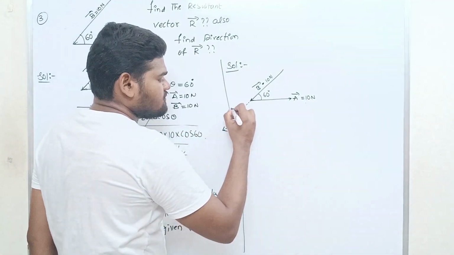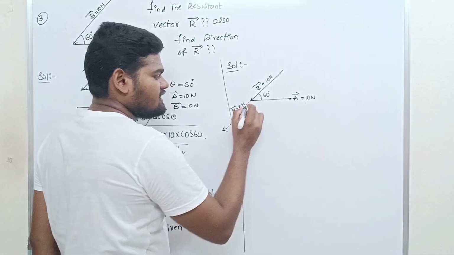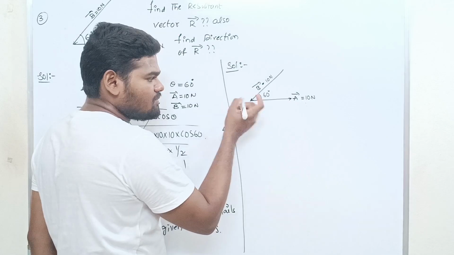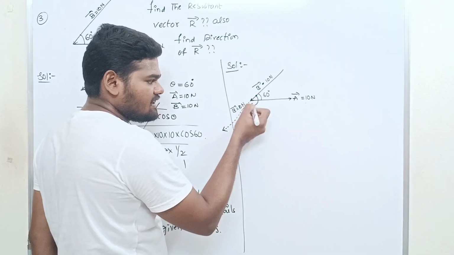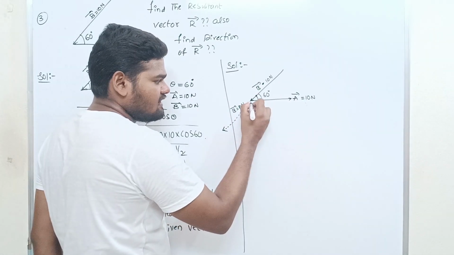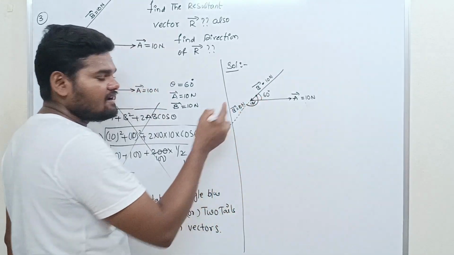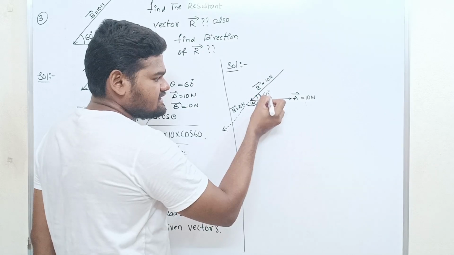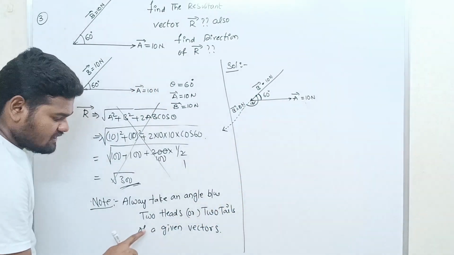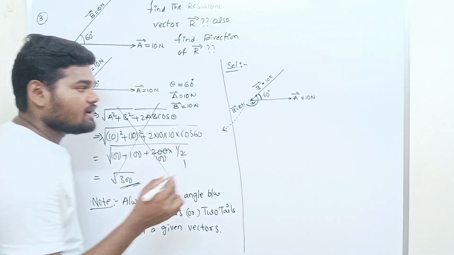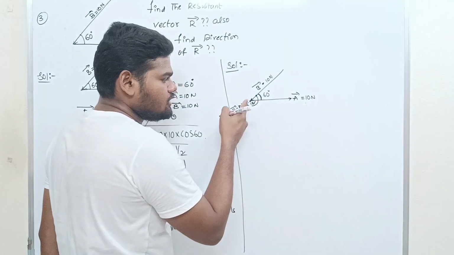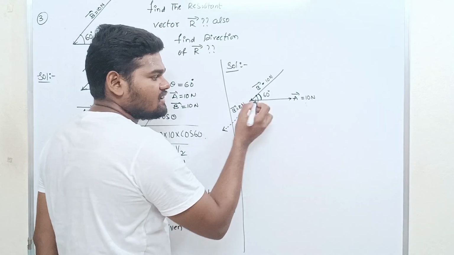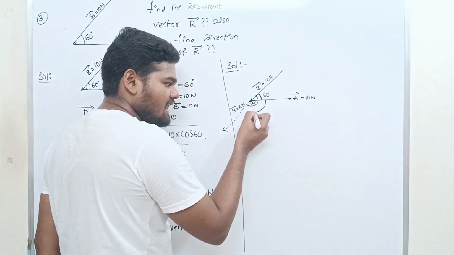Now B bar is equal to 10 newtons. Its magnitude does not change. So have a look. From the old B bar vector to the new B bar vector, what is the angle? 180 degrees. From here to here, the angle is 60 degrees. We have to take the angle between two heads or two tails. This is the tail of the new B bar vector, the parallelly shifted vector, and this is the tail of the A bar vector. Now we have to take this angle.